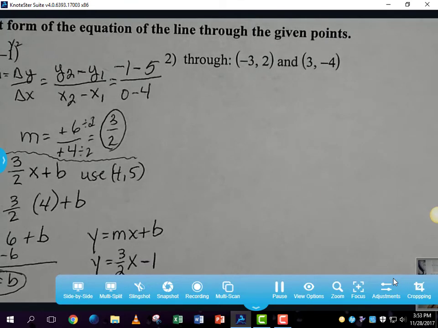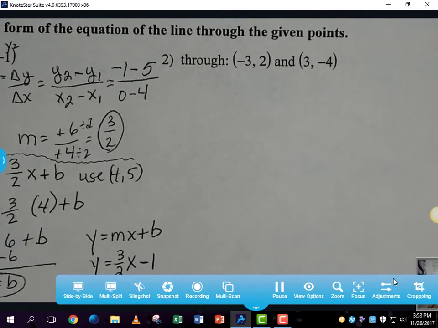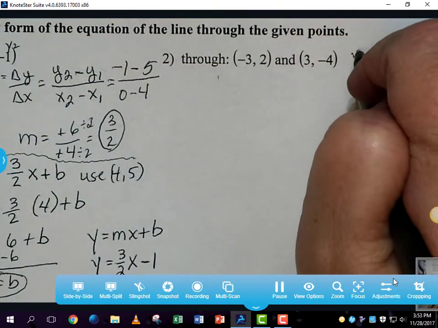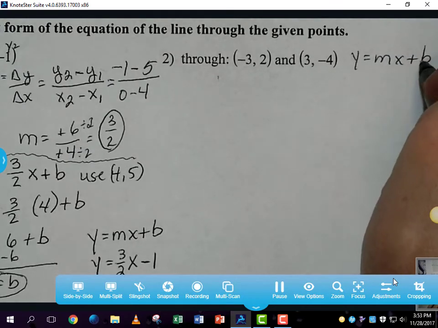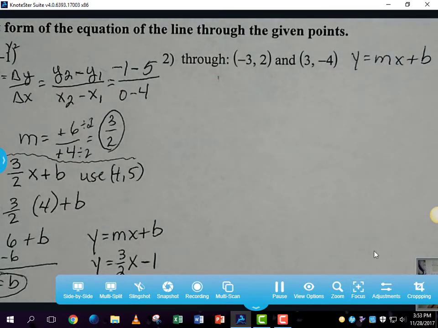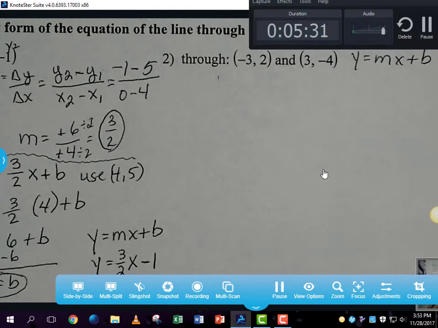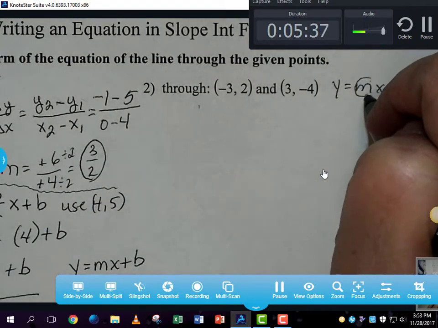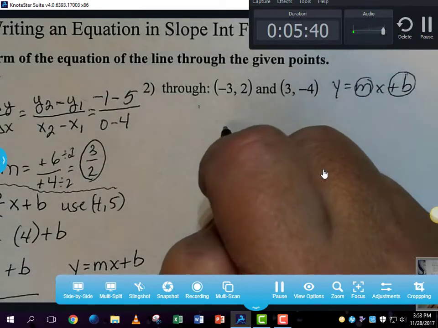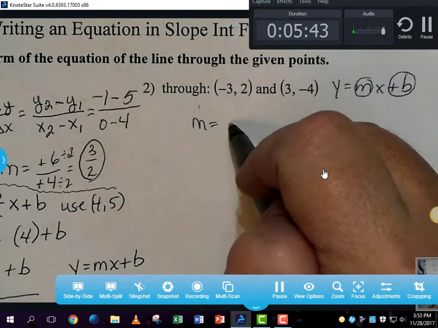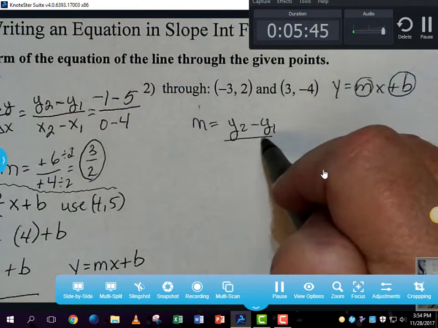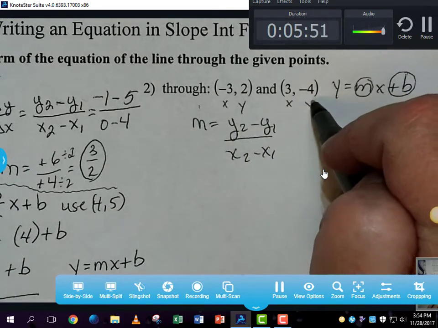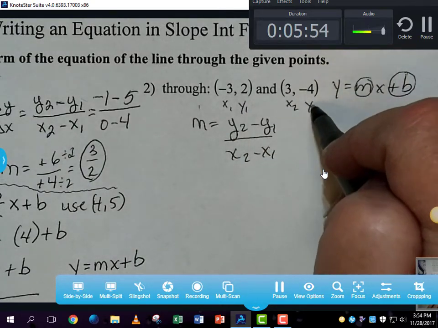Okay, now we're going to do everything a few more times. First thing we have is y equals mx plus b. Oh, what happened to my little box? There it is. Okay, so we have y equals mx plus b. We need to find out what m and b are. So I'm going to figure out m. I've got m equals y sub 2 minus y sub 1 divided by x sub 2 minus x sub 1. This is x y, this is x y. These are the 1s, these are the 2s.